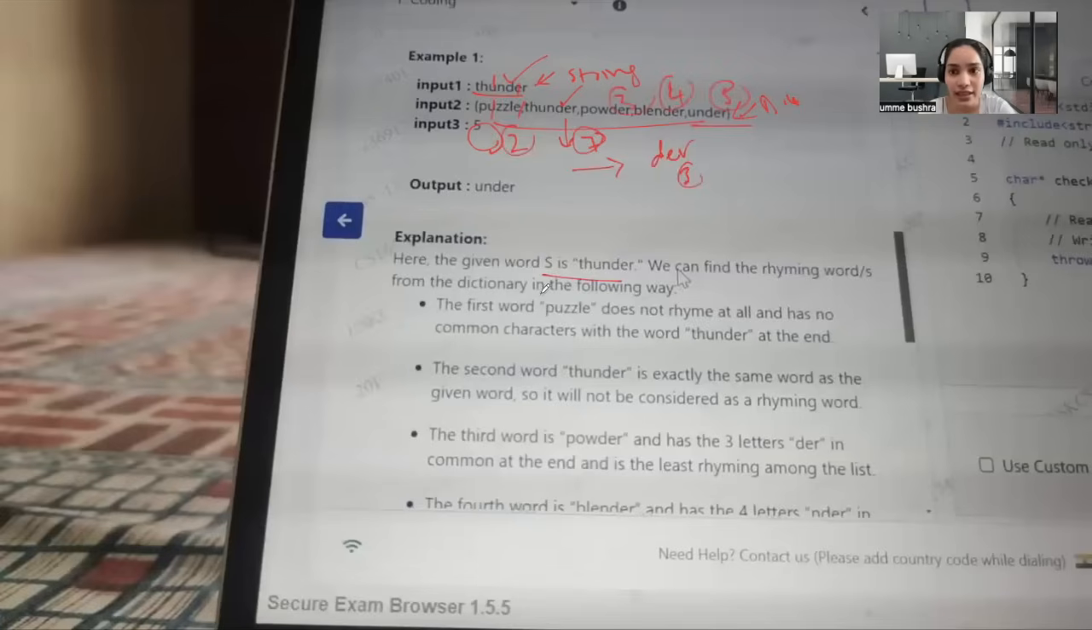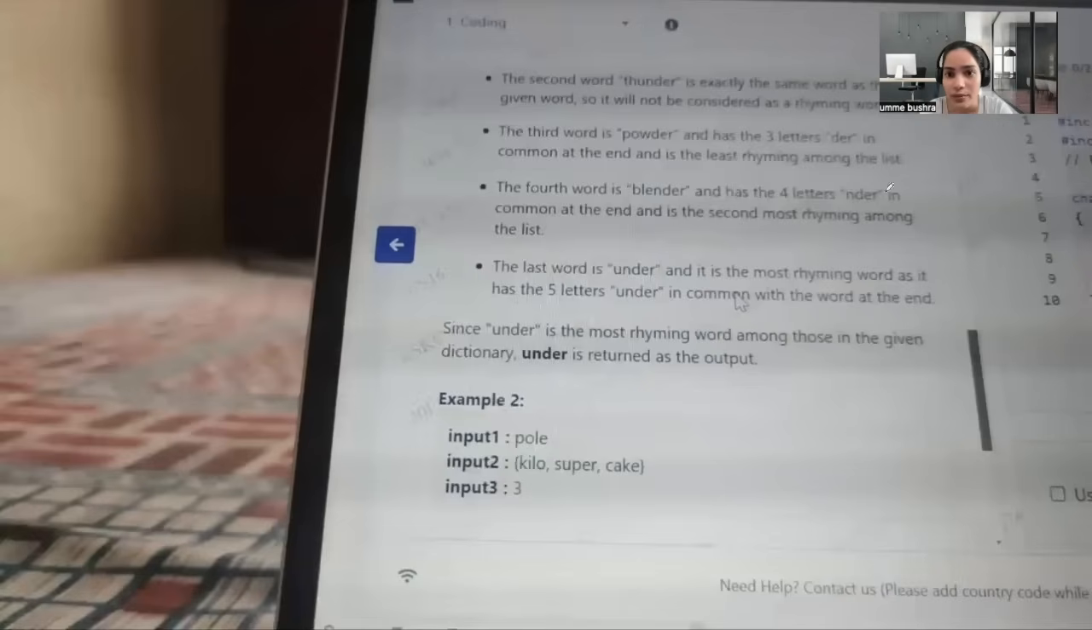But let's watch the explanation carefully so we can conclude. First, the word puzzle does not rhyme at all. No common characteristics, which we have taken here as 0. Actually, they have, but we're talking about the last few. So that's why 0. Second, thunder is exactly the same. Exactly the same should not be considered, which means we are eliminating thunder from our list already. Powder has 3 letters. Blender has 4 letters. Under has 5 letters. So the last few letters most common is under, because this is 5.